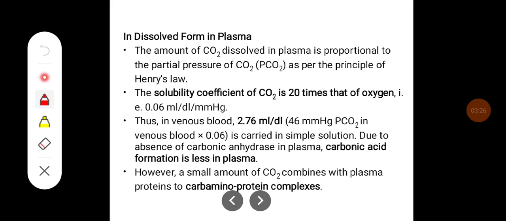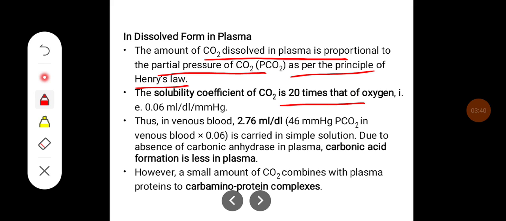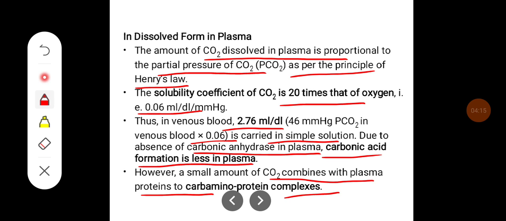Dissolved form in plasma. The amount of carbon dioxide dissolved in the plasma is proportional to the partial pressure of carbon dioxide. As per Henry's law, the solubility coefficient of carbon dioxide is 20 times that of oxygen, that is, around 0.06 ml per deciliter per mmHg. Thus, in venous blood, 2.76 ml per deciliter, that is, 46 mmHg PCO2 in venous blood times 0.06, is carried in simple solution. Due to the absence of carbonic anhydrase in plasma, carbonic acid formation is less in plasma. However, a small amount of carbon dioxide combines with plasma proteins as carbamino protein complexes.